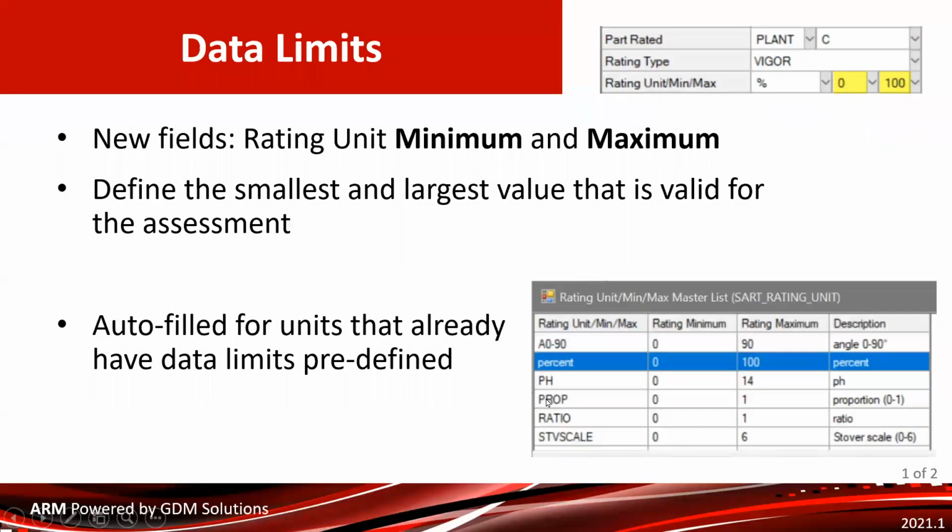Going kind of quick through some of these other ones. Data limits. You may have noticed in the rating unit field, there's now a minimum and a maximum. So this is the way to define the smallest and largest value that's valid for the assessment column. And some units might already have a predefined minimum and maximum. So we've included that in the list.